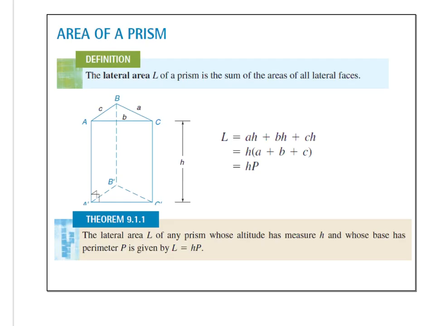All right, so area of a prism. So here the lateral area of a prism is the sum of the areas of all the lateral faces. So this is where we have some vocabulary. So here we see that we have this guy here that we have to add to this guy here and to this guy here. You could apply this to figuring out how much paper you needed to wrap around something, excluding the bases, and so forth.